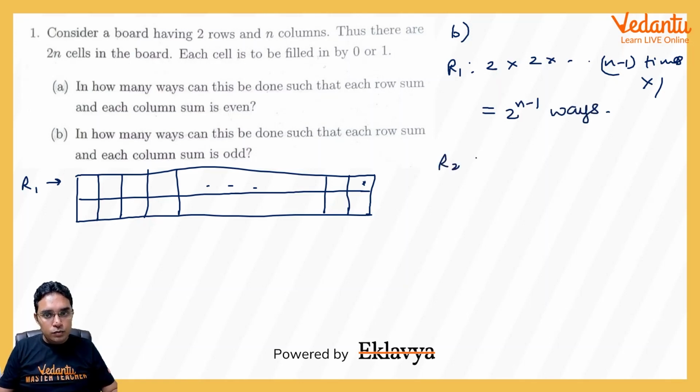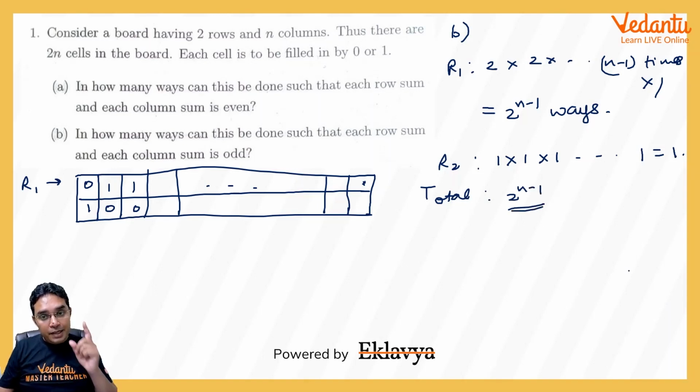And then R2. If here you have 0, then it has to be 1. If it is 1, then it has to be 0 and so on and so on. So I think R2 once again we have 1 into 1 into 1 and so on, one way only. So total would be, it looks like 2 power n minus 1, same answer. But there is a small difference here, please understand.